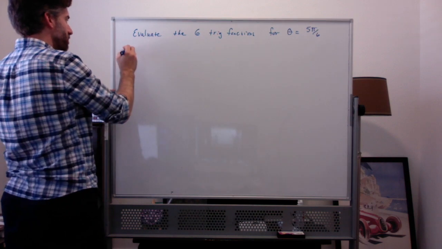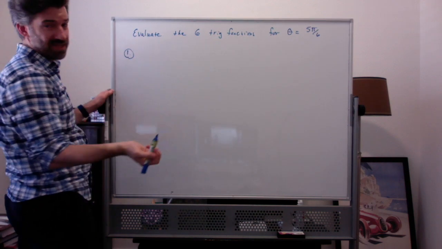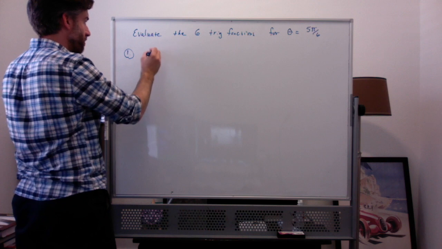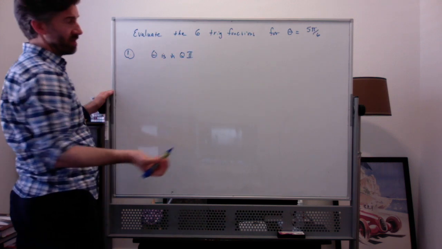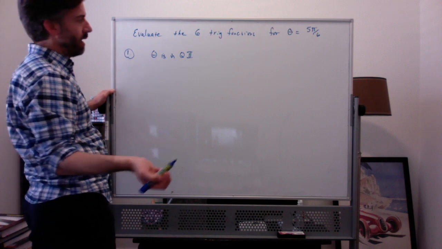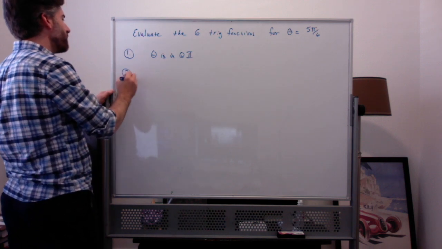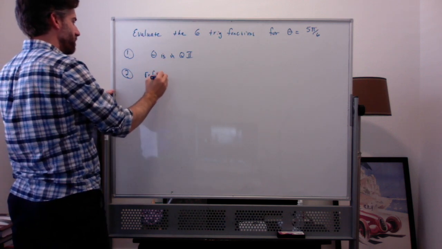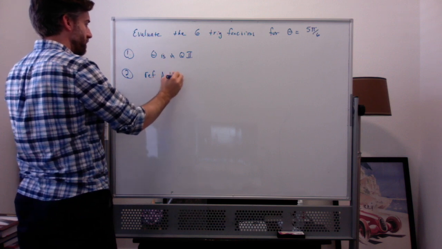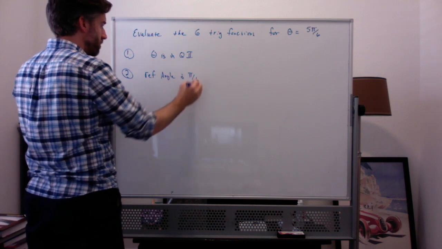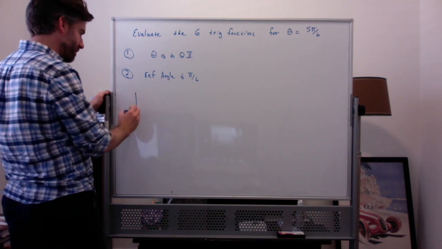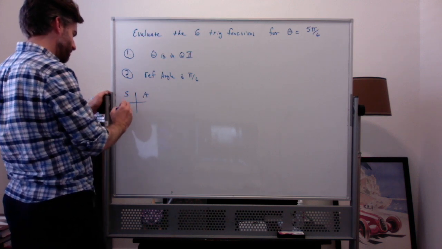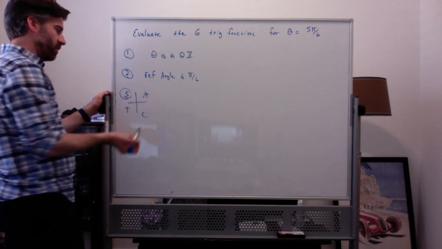Thing 1, theta is in quadrant 2, because I know my angle is a little bit less than pi. And then 2, I know my reference angle is pi over 6. I know that in quadrant 2, sine is positive, right? All Students Take Calculus. Sine is positive in quadrant 2.